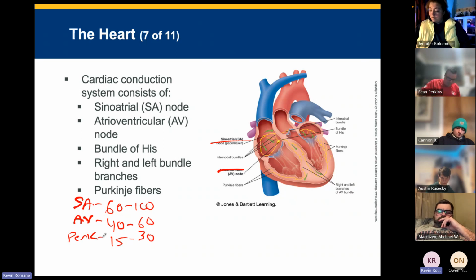I like 15 to 30, right? So you have backup generators with this. What's happening is your SA node fires. See those little green arrows in there? Those are called intrinsic pathways, right? The intrinsic pathways are going to go to the bundle of His, where the AV node is also kept as well.